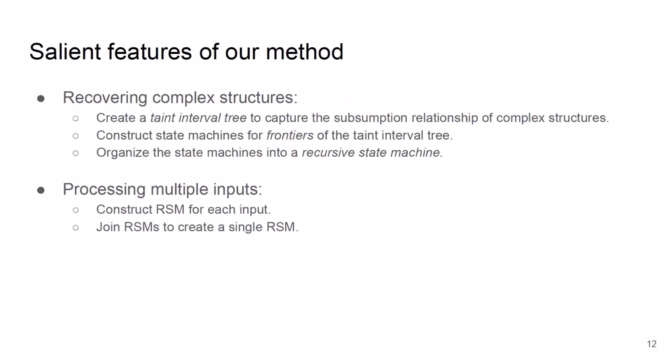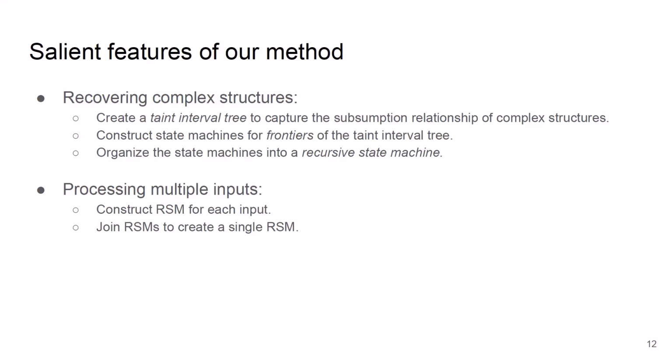Now, there are more salient features of our method. The first one is recovering complex structures. Once we have the trace containing the set of taints, we represent them as a taint interval tree. Using the taint interval tree, we represent it using a subsumption relation, like the interval tree's subset relation. We extract the frontiers of taint interval nodes. Those become a sequence of fields, and using those sequences of fields, we construct a state machine.